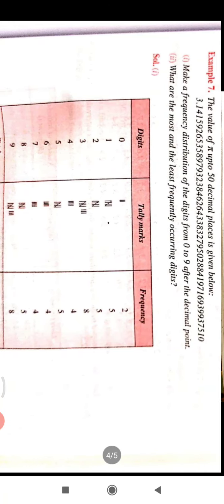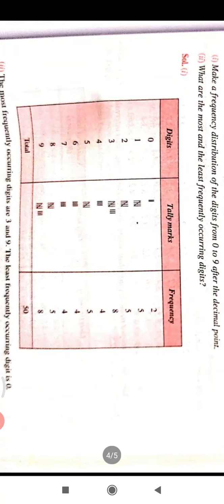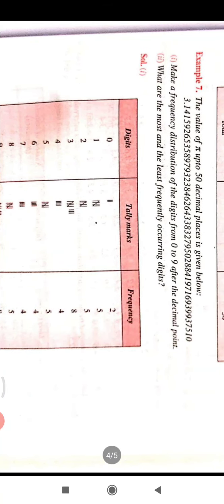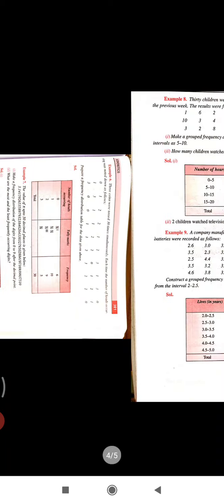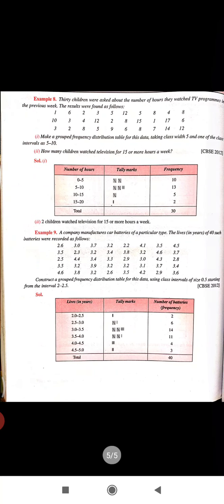So in this way we can solve this question. Make the addition of frequency. It will be 50 itself. If your tally marks are right, then the total will be 50 itself. So in this way we can solve questions 6 and 7. Now question 8.